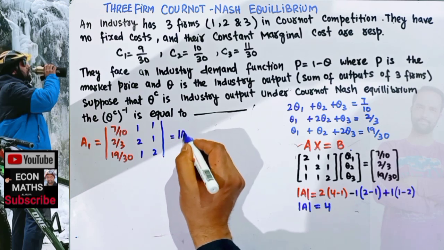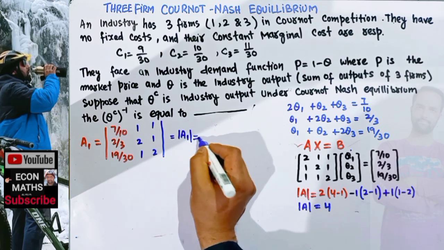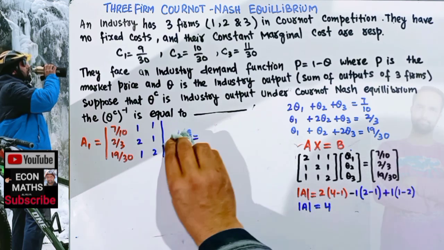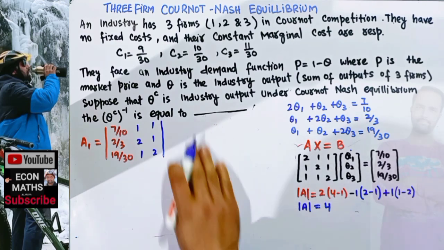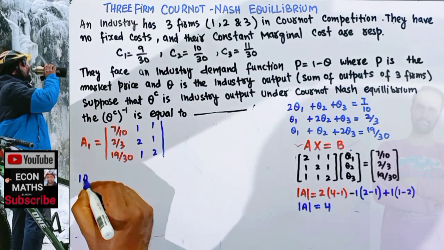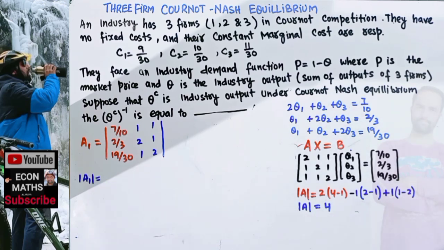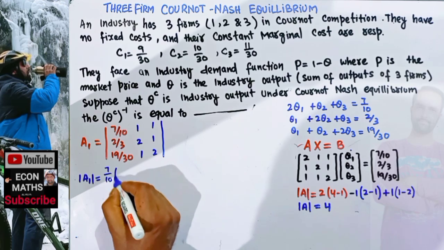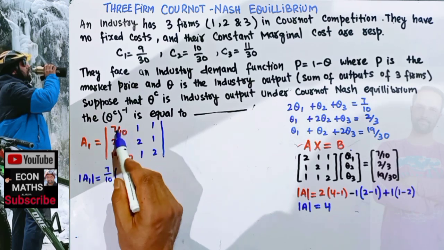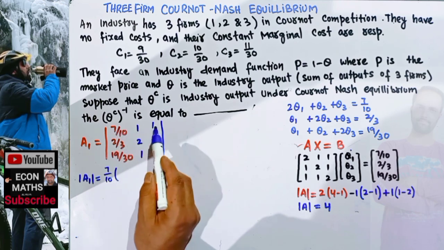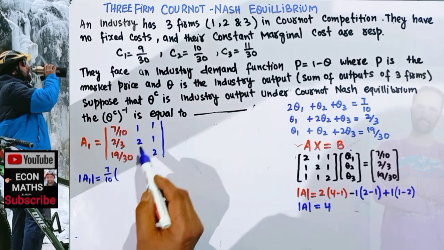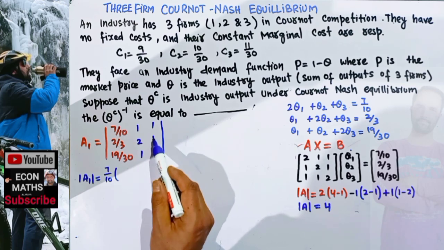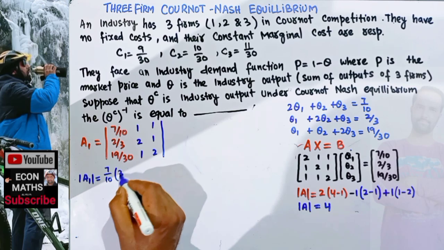That means the determinant of this A1 will be equal to, again, let's write the determinant here. I don't have space, sorry for this. How do we find the determinant? We write the first term first, that is 7 upon 10. To this we multiply, we delete the row and the column in which it appears and take the determinant of the remaining elements. That means 2 2s are 4, 1 1s are 1, so 4 minus 1 is 3, so we will get here 3.